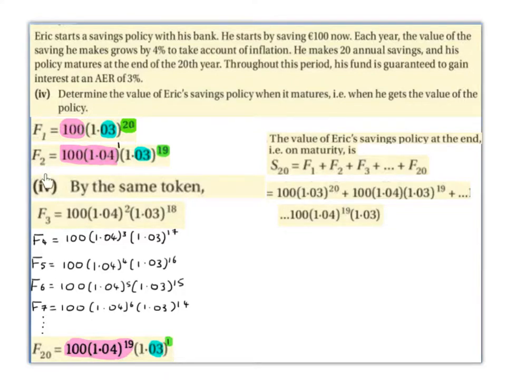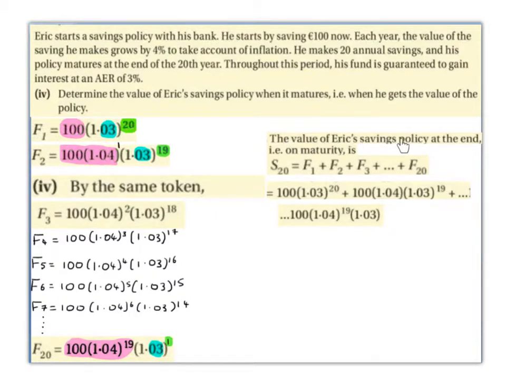Notice that as the years increase, so F1, F2, F3, F4, F5, F6, F7, up as far as F20, these are the years, the payments. The power stuck on to the inflation, which is the 0.04, starts to go 1, 2, 3, 4, 5, 6, up as far as 19. And the power stuck on to the actual interest goes down. So our interest was 0.03, and initially the power was 20, then 19, 18, 17, 16, 15, 14, down as far as 1.